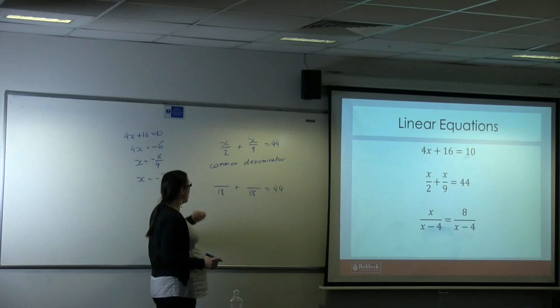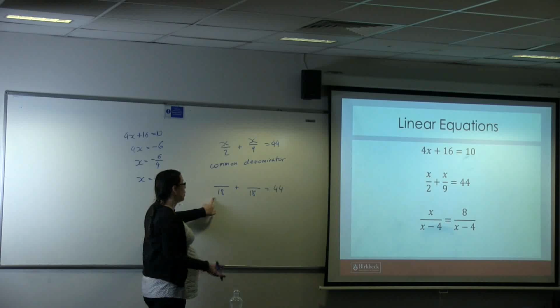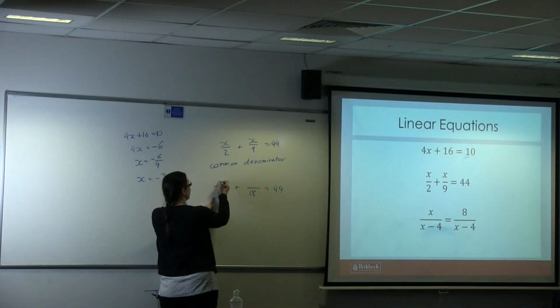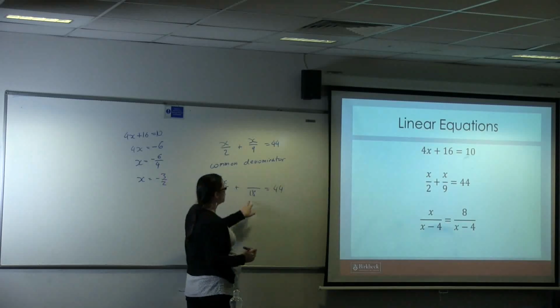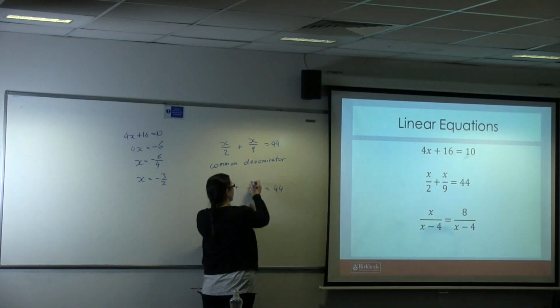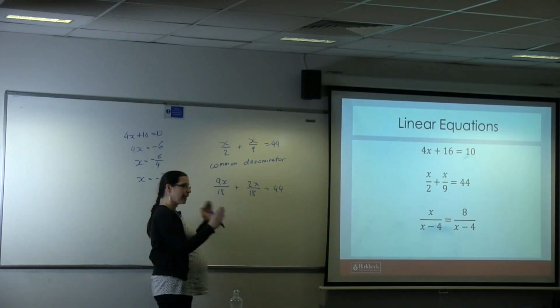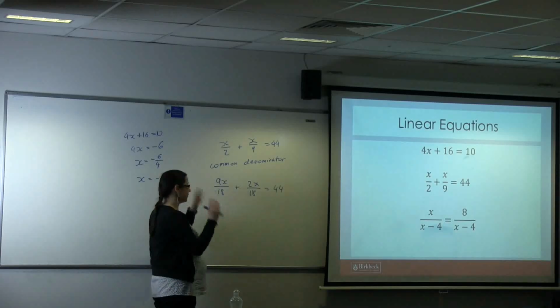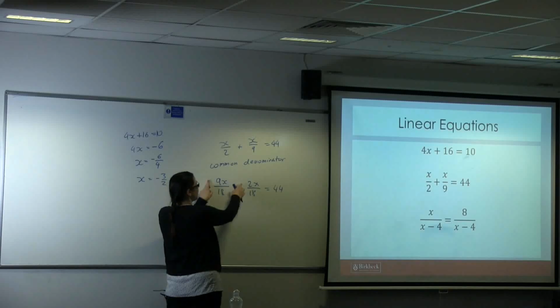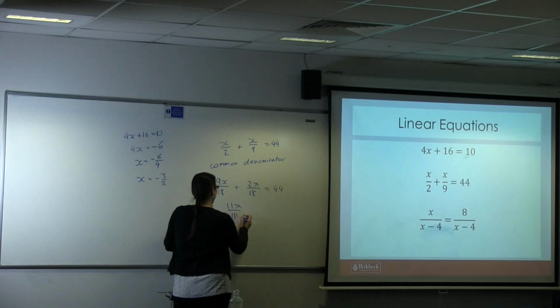Now, how many times does 2 go into 18? 9 times. So when I'm changing this into 18s, the x gets multiplied by 9. And how many times does 9 go into 18? 2. So the x of this one gets multiplied by 2. And now I can add like and like together. So I've got 9x over 18 plus 2x over 18, 11x over 18. I'm giving the punchline away here.